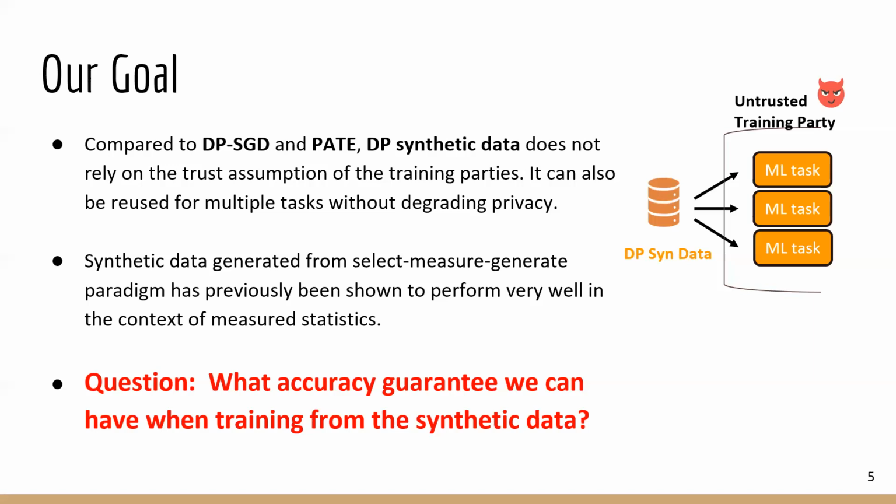Compared to DP-SGD and PATE, the benefit of using DP synthetic data is that it does not rely on the trust assumption of the training party, so that once you generate DP synthetic data, you can potentially distribute it and reuse it without worrying about the composition or degrading of the privacy. In the past, DP synthetic data generated from the select, measure, generate paradigm has been shown to perform very well in the context of measuring statistics. So our question is, what accuracy guarantee can we get when we use the DP synthetic data for training purposes?